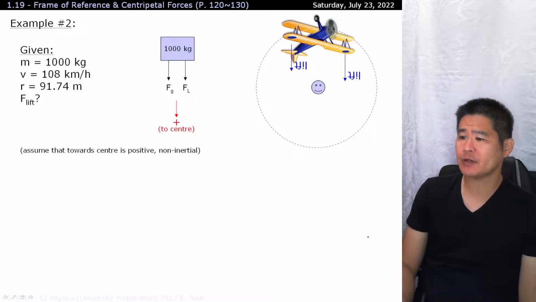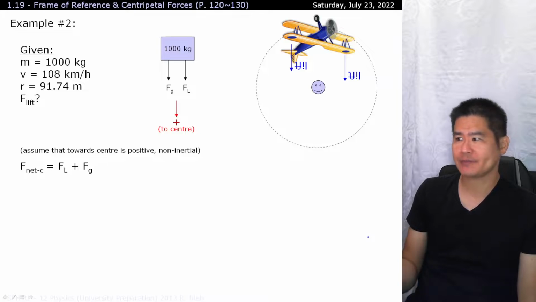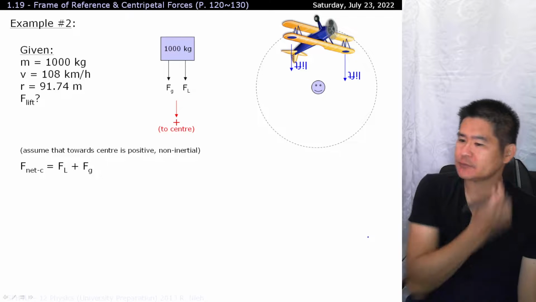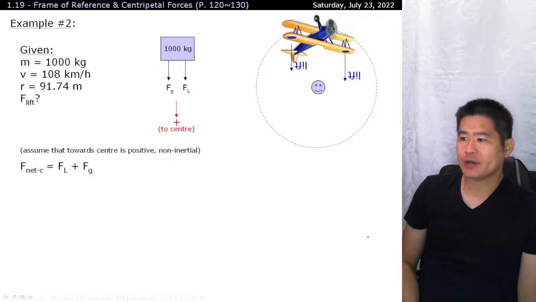Okay, in this case over here, we know that our F net is equal to two positive values. So it's equal to positive FL plus positive FG. Again, we don't worry about the minus signs because it's already somewhat been factored in our calculations. We're taking downwards as positive. All right, so our net force is equal to the sum of these two forces here.